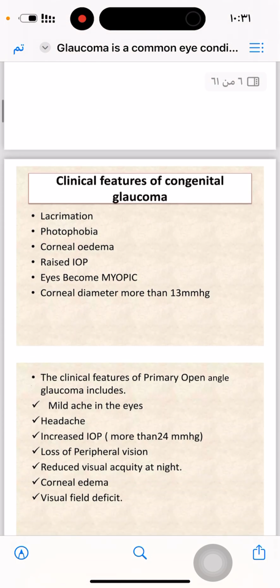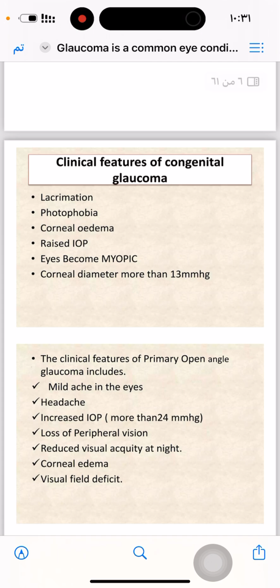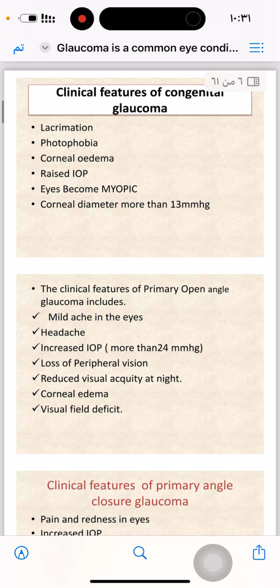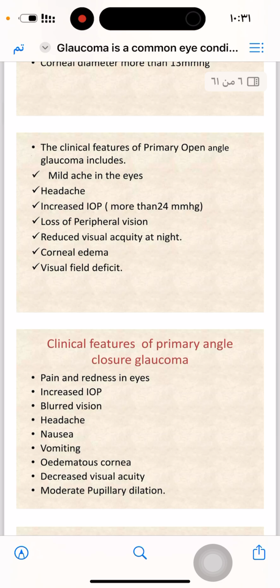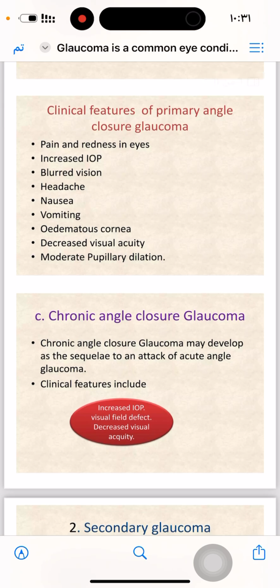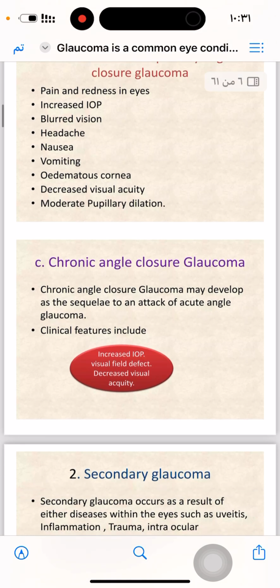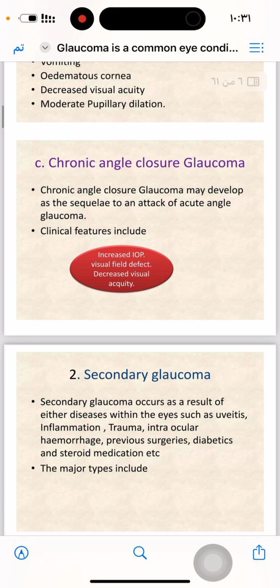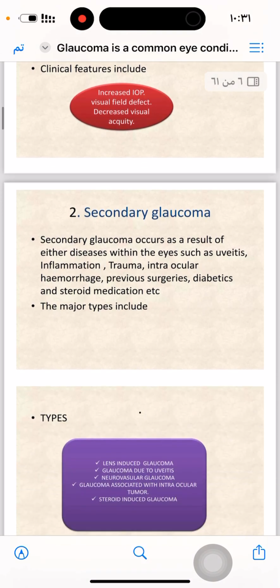Symptoms, as you see here: lacrimation, photophobia, corneal edema, corneal diameter more than 13 millimeters. Clinical features of primary open-angle glaucoma include these. Clinical features of primary angle closure glaucoma include this. Chronic angle closure glaucoma, as you see in this.